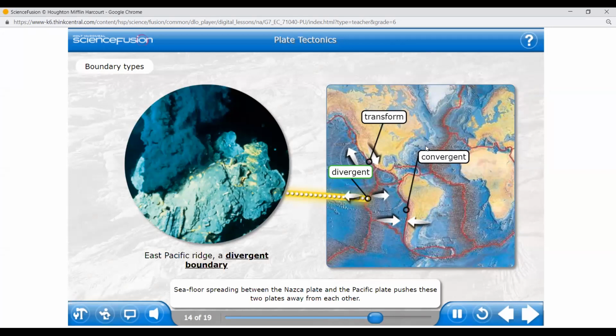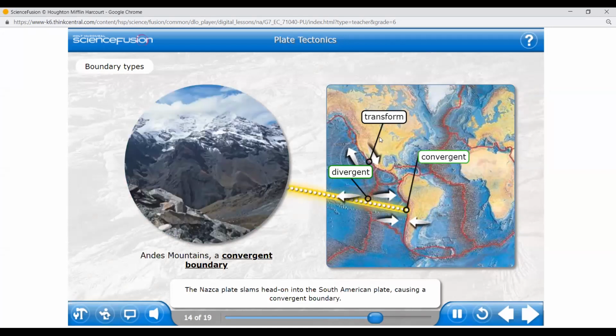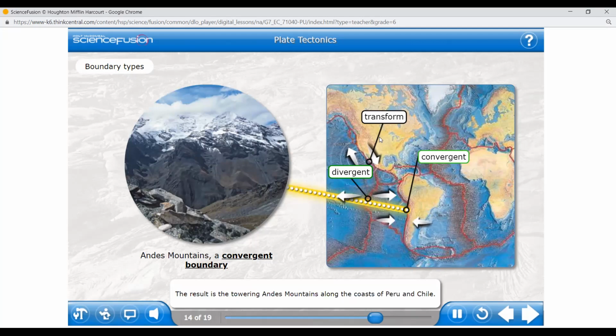Seafloor spreading between the Nazca Plate and the Pacific Plate pushes these two plates away from each other. As magma pushes towards the surface, a ridge of new rock is forming. Explorers have discovered hot springs called black smokers along the ridge. The Nazca Plate slams head-on into the South American Plate, causing a convergent boundary. As the plates collide, the Nazca Plate dives under the South American Plate, causing the edge of South America to rise. The result is the towering Andes Mountains along the coasts of Peru and Chile.